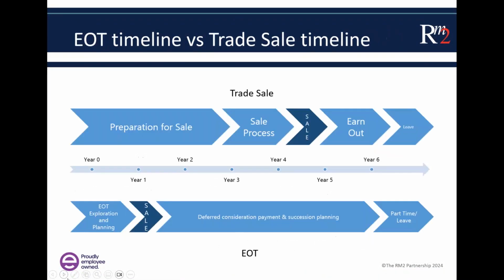Finally from me, this slide just sets out the very different timescales of a traditional sale versus an EOT sale. If you're planning to exit your business at, say, age 65, then with a trade sale, you think about preparing the business for sale, optimizing profitability, implementing long-term customer contracts, and tidying up in general for several years before the sale. So probably starting from an age of maybe 58.